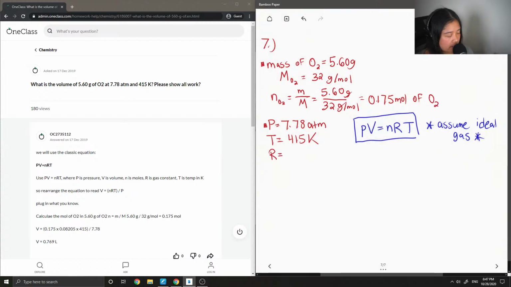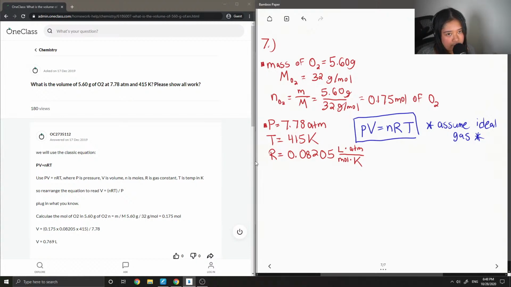just the constant. There are a lot of different R constants, so just be aware and make sure you use the right one. For this particular question, I'm using 0.08205, and that's because it's in the units that I'm looking for. So I know I have liters times atm. I also have a mole and K. So that is why I have chosen that value for the R constant.